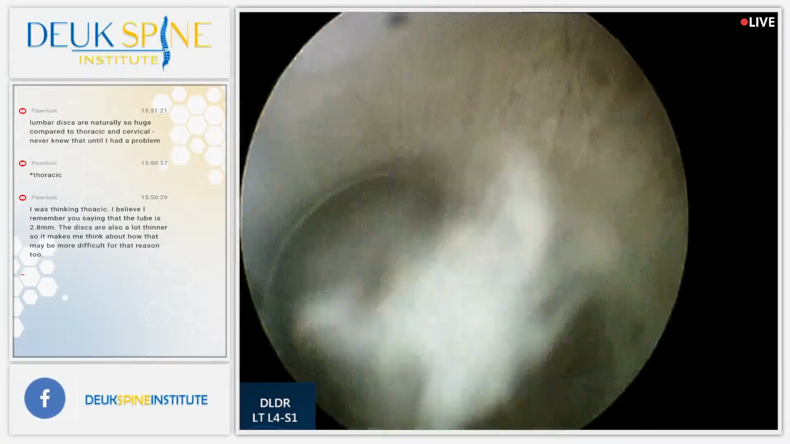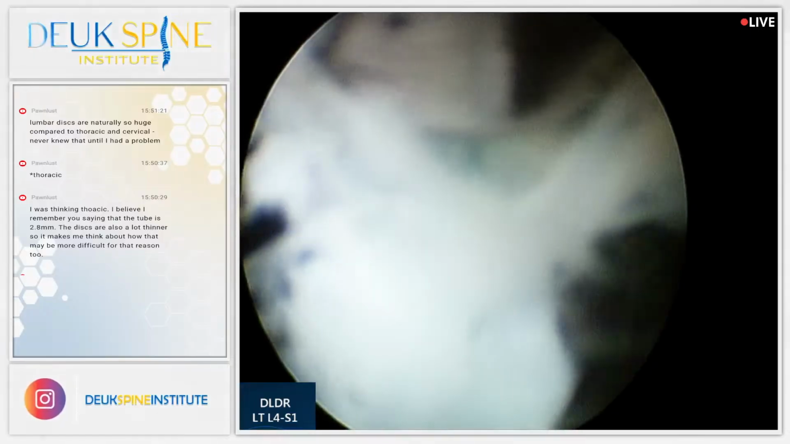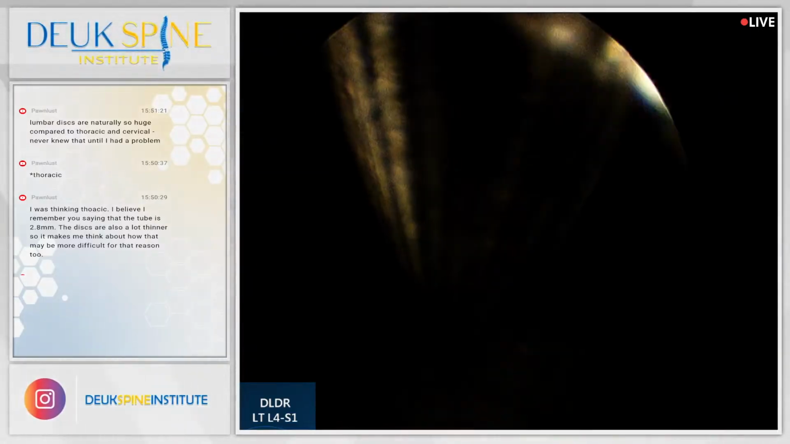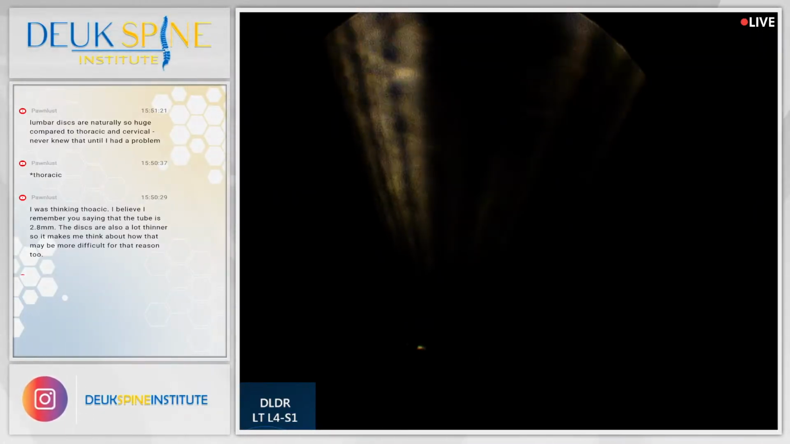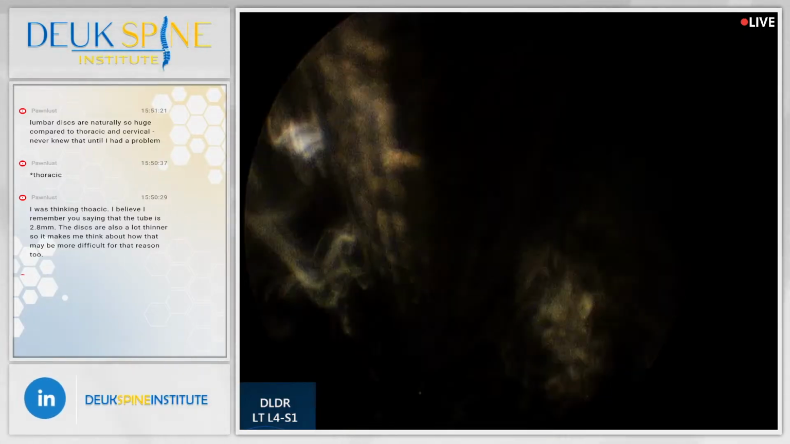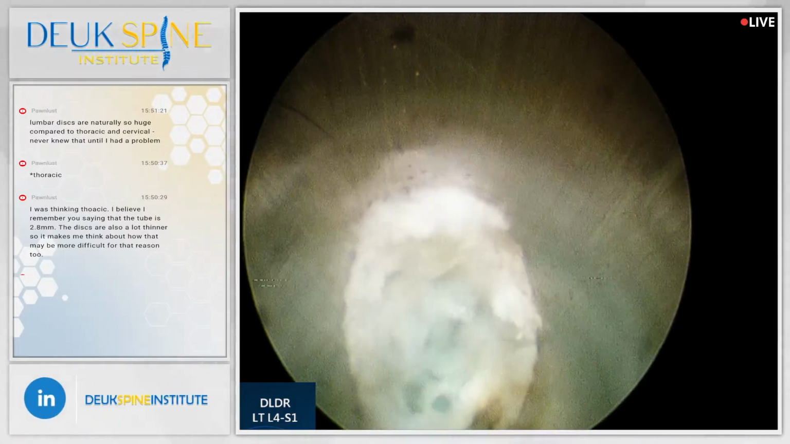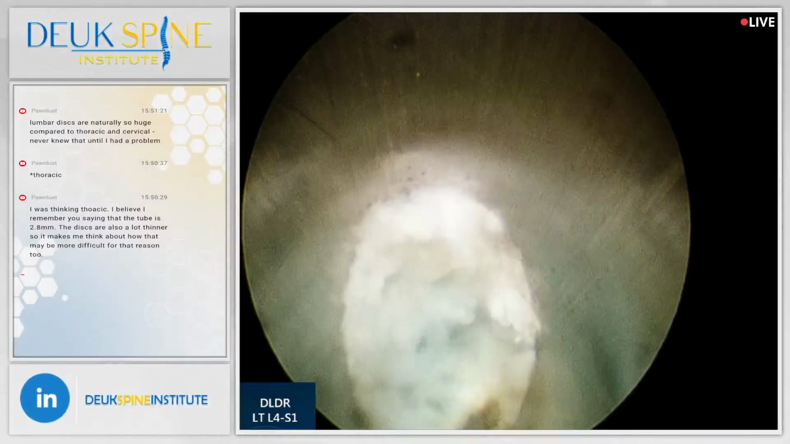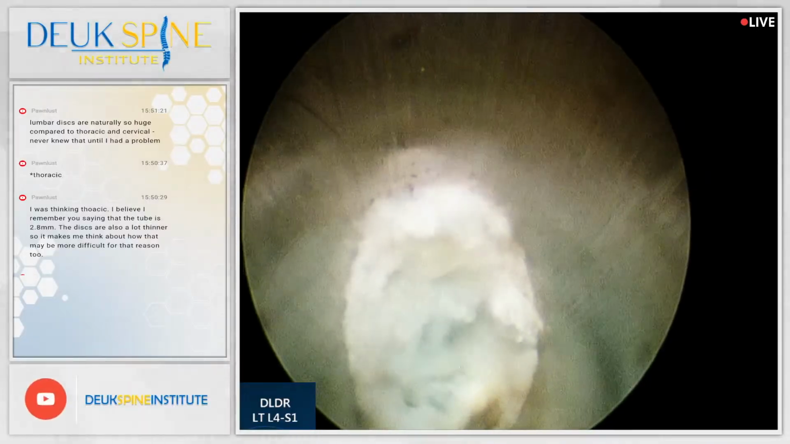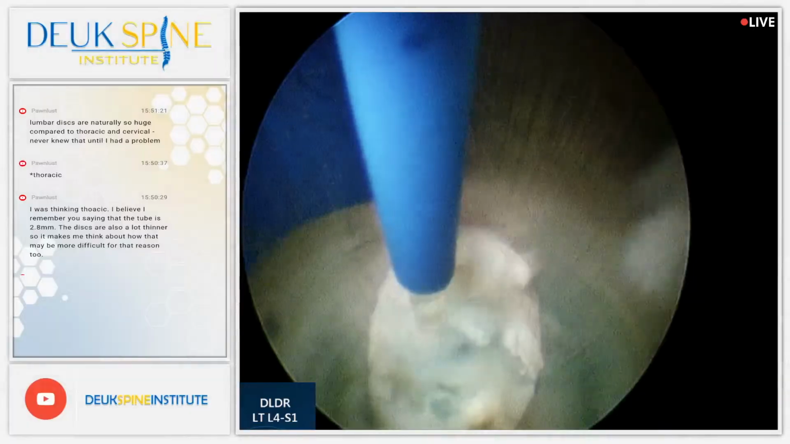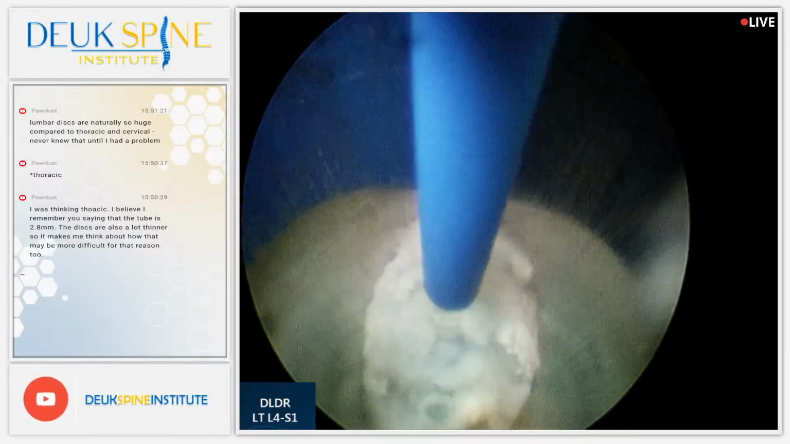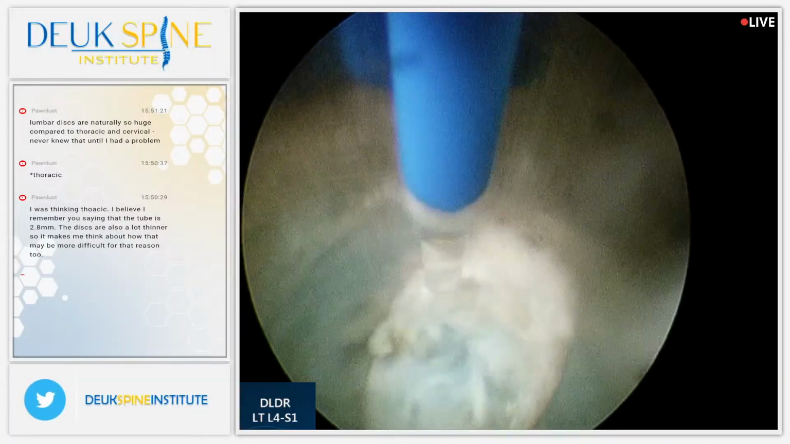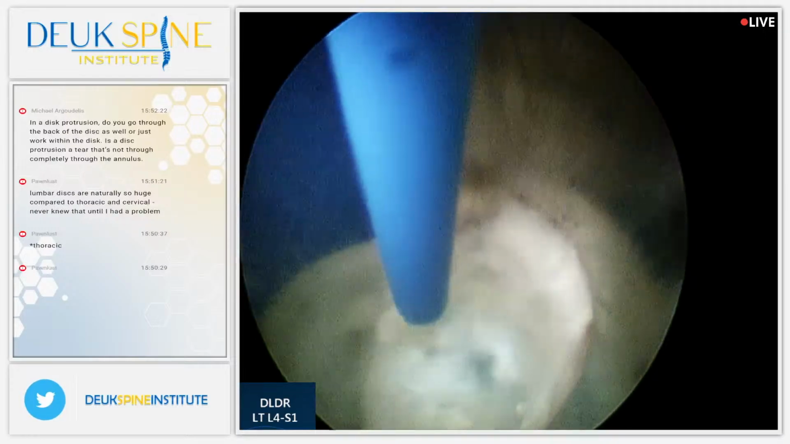All right, so I think Ponlus's question is directed to the thoracic. Yes, Ponlus said, I was thinking thoracic. I believe I remember you saying that the tube is 2.8 millimeters. The discs are also a lot thinner, so it makes me think about how that may be more difficult for that reason too. Yeah, I'd be happy to talk about that.